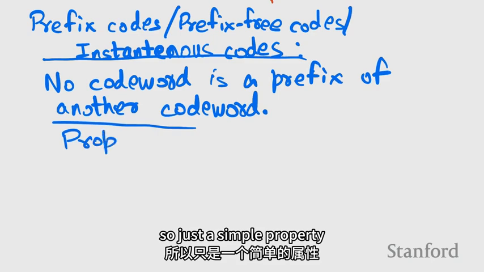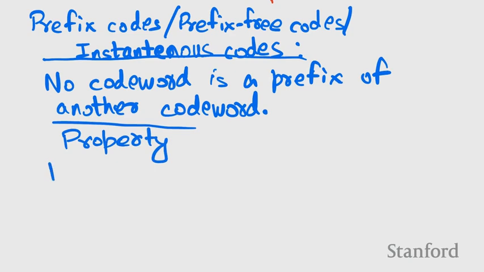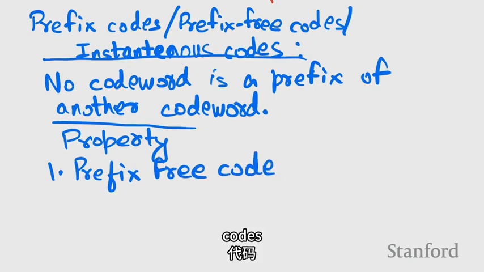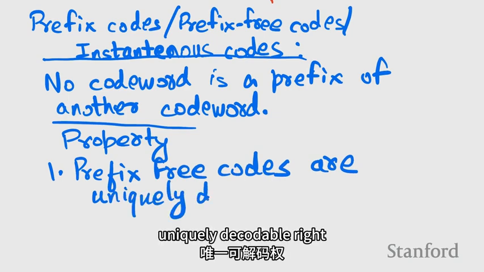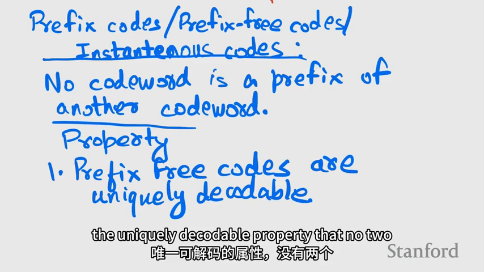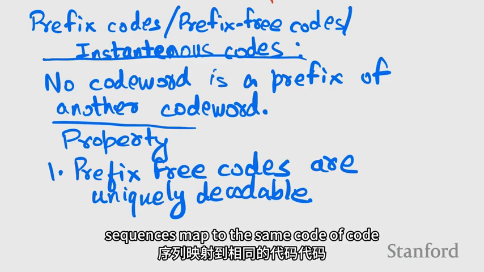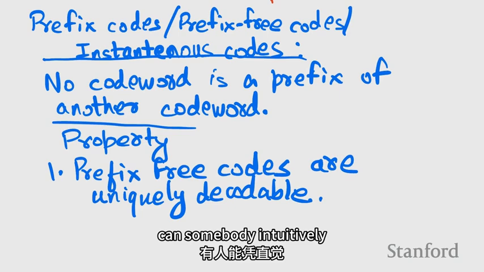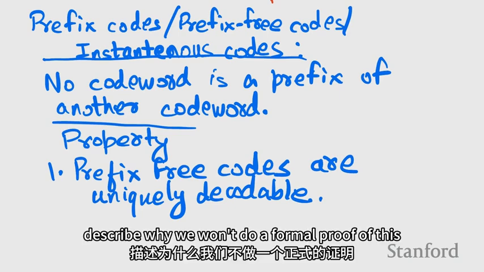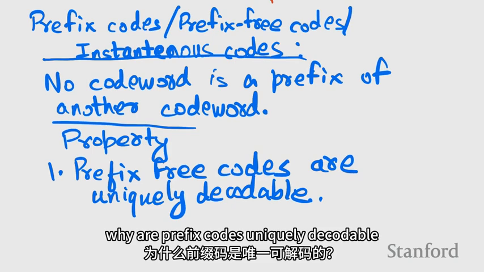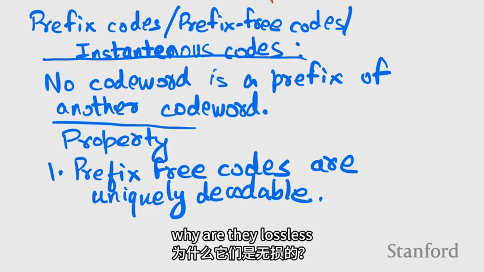So just a simple property. Prefix-free codes are uniquely decodable, right? So the property we saw earlier, the uniquely decodable property, that no two sequences map to the same code. Prefix-free codes satisfy that condition. Can somebody intuitively describe why? We won't do a formal proof of this, but just intuitively, can somebody suggest why prefix-free codes are uniquely decodable? Why are they lossless?